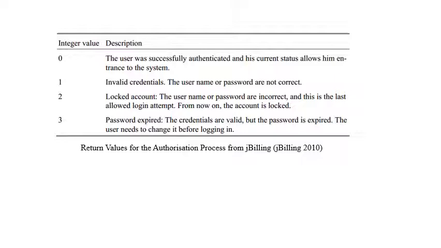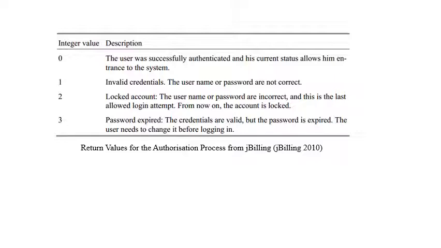Already the system is integrated, so we can say that the integer value 0 means the user was successfully authenticated and his current status allows him to enter the system. Only then can you make a query. Without entering the authenticated system, you cannot make a query. The value 1 indicates invalid credentials: the username and password are incorrect, which are given to the individual employees working in the particular infrastructure. It may be in the warehouse department, or in the distribution segment.